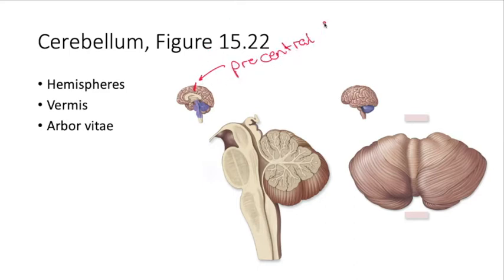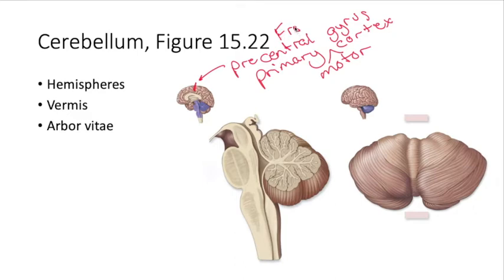That's where motor information is going to originate. Like, I want to move my hand. The precentral gyrus contains the primary motor cortex. So that is the primary place of voluntary, I forgot the word motor, my bad. Primary motor cortex. So those are the neurons that initiate voluntary movement. And they're inside the precentral gyrus, which, by the way, is in the frontal lobe.